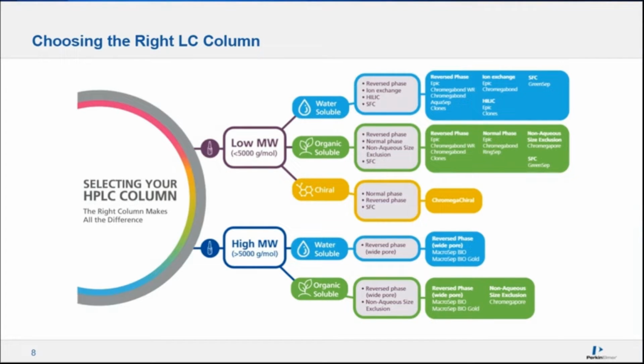Now, if your molecular weight is greater than 5,000, let's say it's a large polypeptide or a protein or an oligonucleotide, then again, you have similar criteria where you have a water-soluble analyte. And again, these would be primarily analyzed or separated by reverse phase chromatography. You can have an organic soluble analyte, let's say a large organic polymer. Again, reverse phase might be useful, but there is a non-aqueous size exclusion for these rather large organic polymers. Today we will not be addressing any type of size exclusion chromatography.